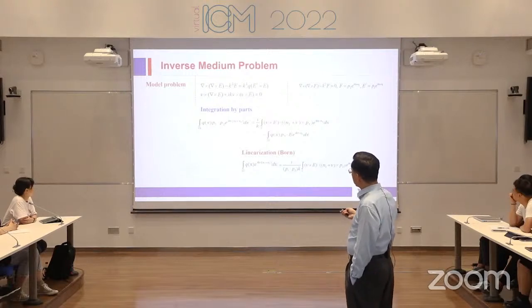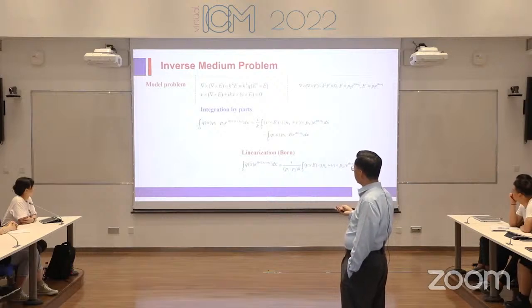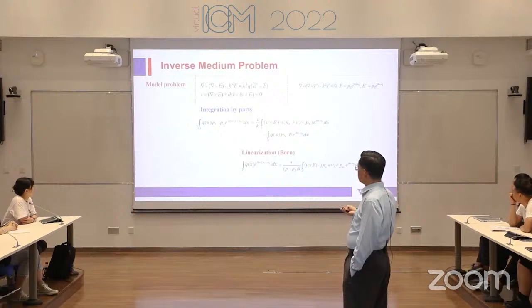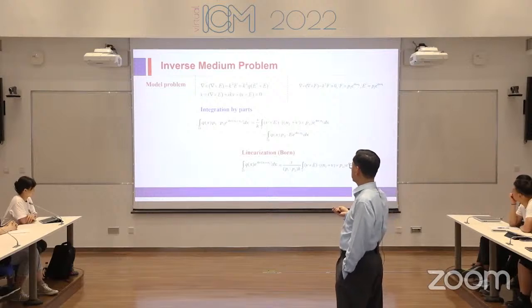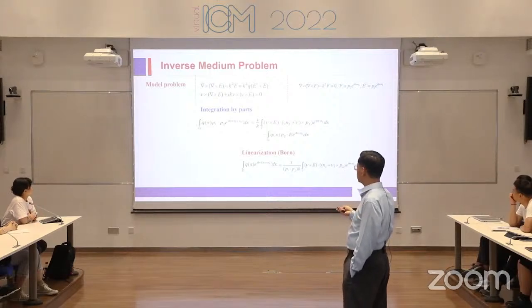So to understand the method, let's look again at our model problem. For simplicity, instead of the exact radiation condition, I'm looking at the first order absorbing boundary condition on the boundary. This is an approximation of the original problem, but it's a good approximation.